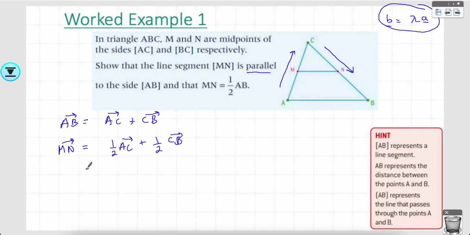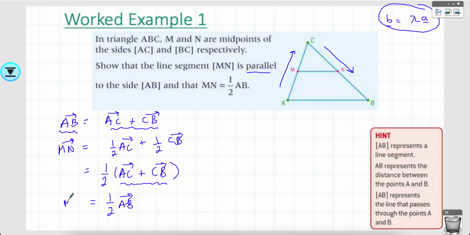So after I've done that, I can factorize a 1/2 out, and then you'll notice that what you're left with inside is exactly what you had here, which is AB, and we can replace it because we've defined it above, and there you go. So you have MN is equal to half of AB. So since you can write a sentence here, you can say that since they are a scalar multiple, therefore MN is parallel to AB, and because of the scalar multiple, MN has half the magnitude of AB.